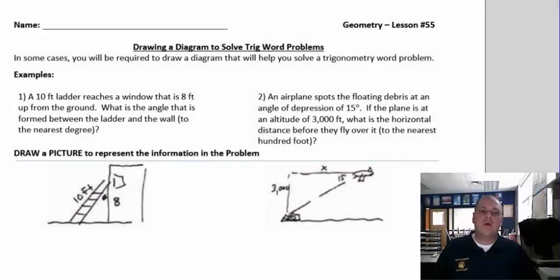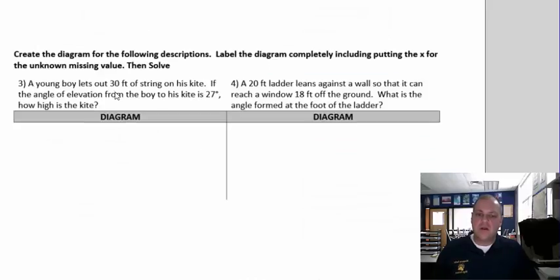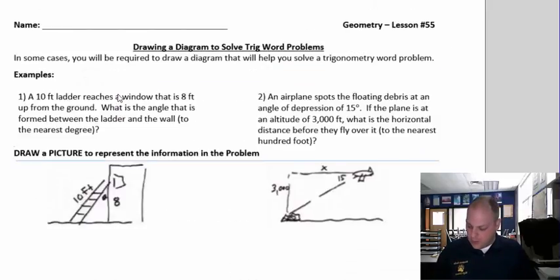All right, so now we're going to draw diagrams to solve trig word problems. Instead of the diagram being given to us, we're going to have to actually read and draw a picture to help us solve these problems. I don't think it's too bad. I think we'll be able to handle this. We just have a couple examples to do here, and then we'll be on our way.